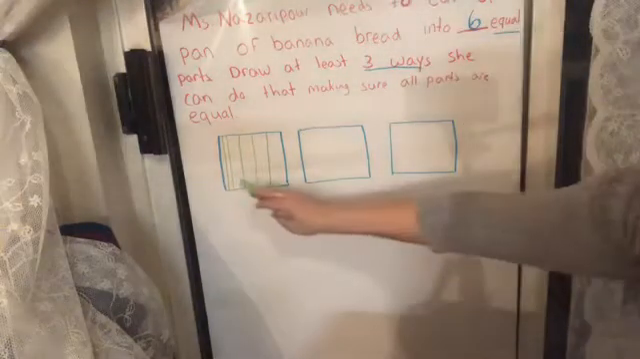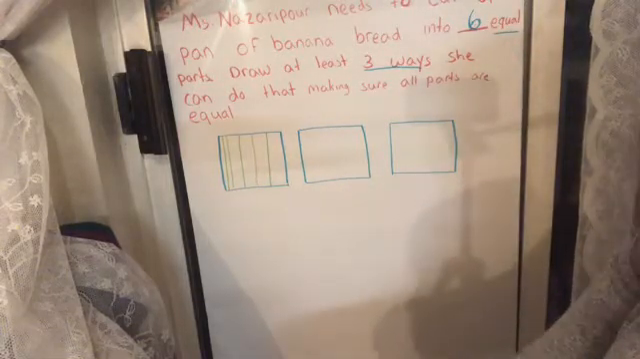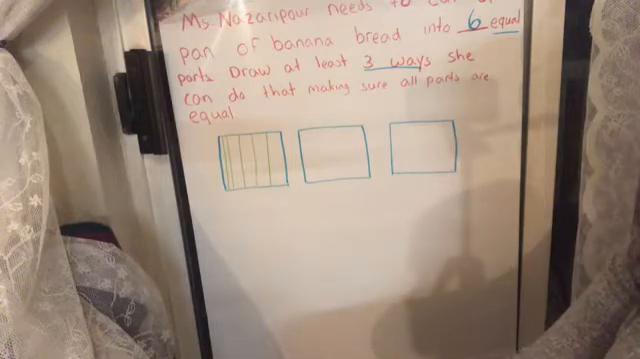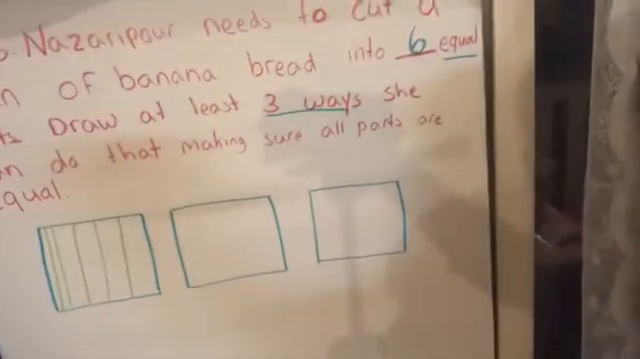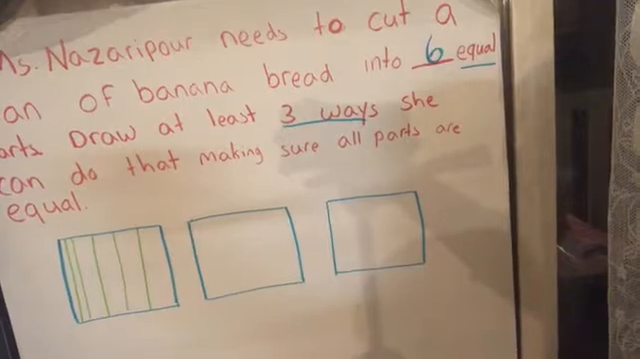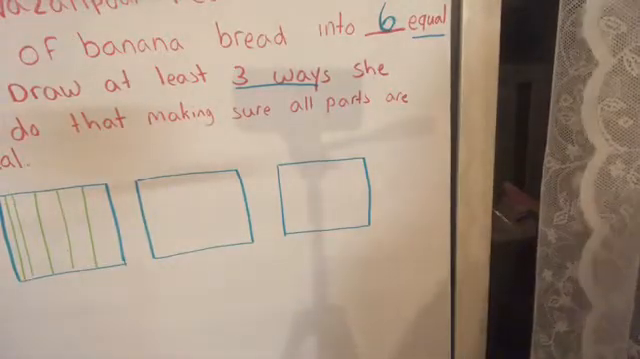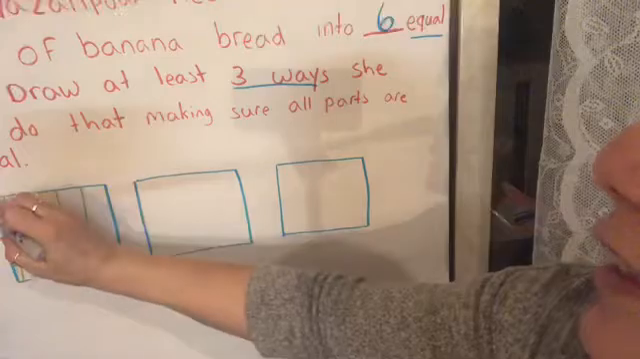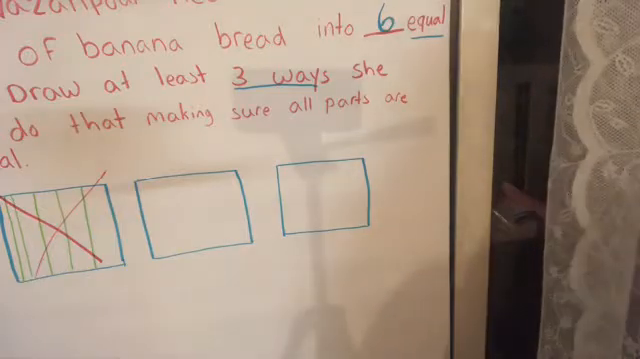Okay, let's check my work. 1, 2, 3, 4, 5, 6. I have 6 parts. Is that a good way, do you think, to partition this pan of banana bread? Let's take a closer look. So if you can see there, my first 2 pieces of banana bread are so small. They're not the same size as the last pieces of banana bread. So I can tell right away that I do not want to partition this bread this way because I'm not doing equal parts. And the story problem clearly says equal parts.